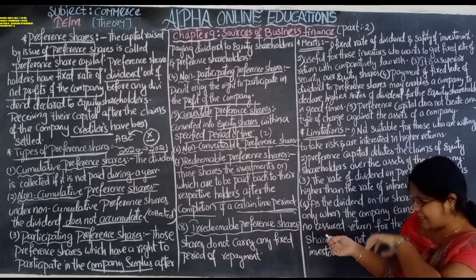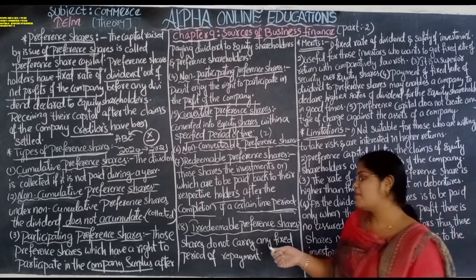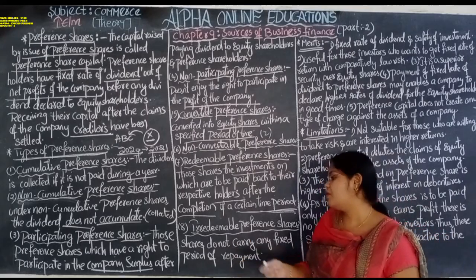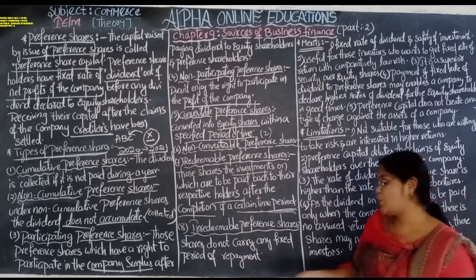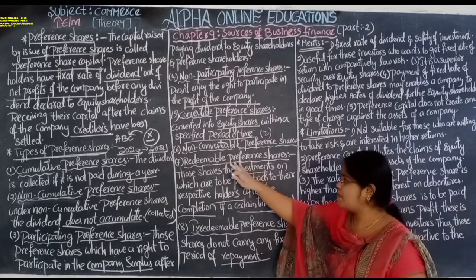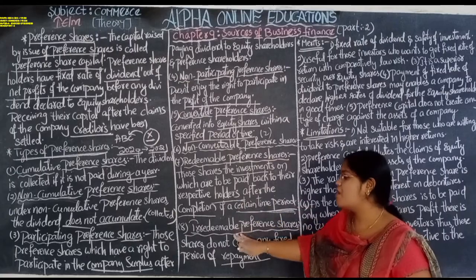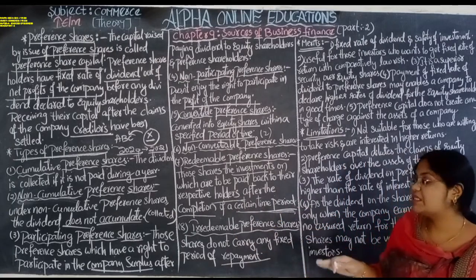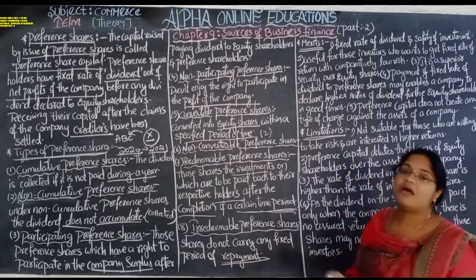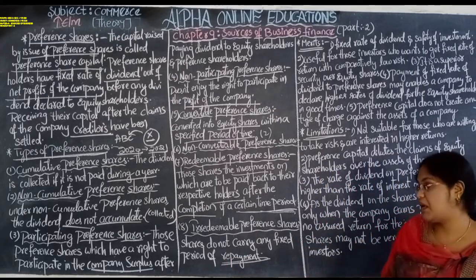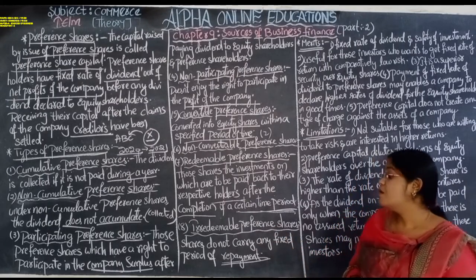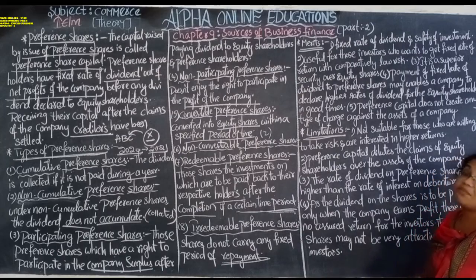Next, irredeemable preference shares. Irredeemable preference shares do not carry any fixed period of repayment, so there is no need of repaying anything in the case of irredeemable shares. So in the case of irredeemable preference shares, there is no need to repay the amount.